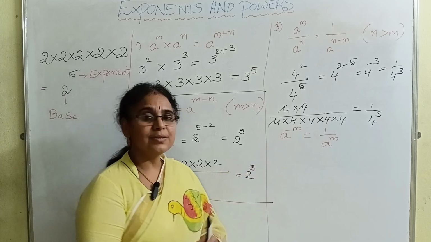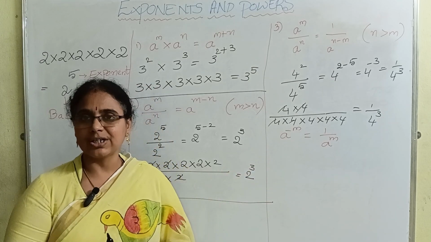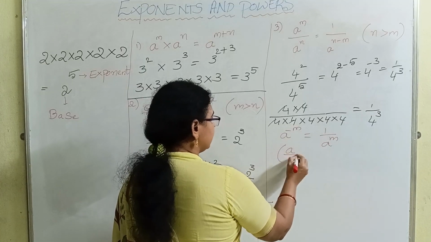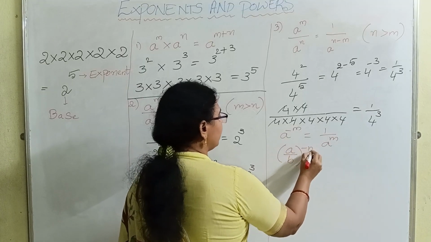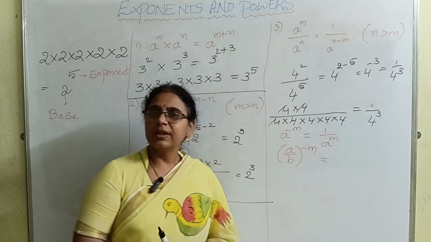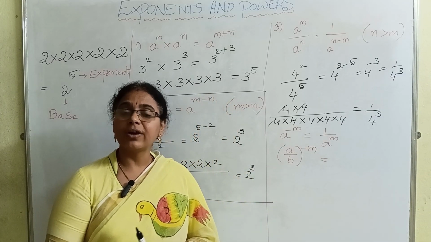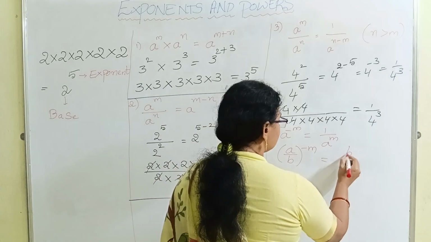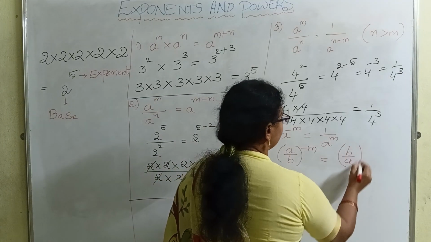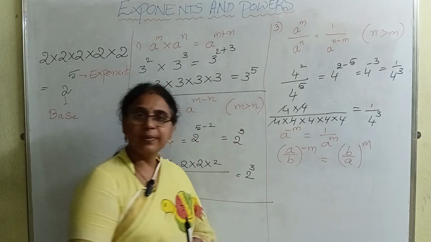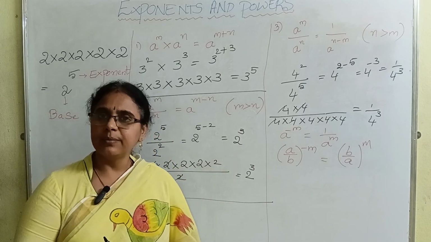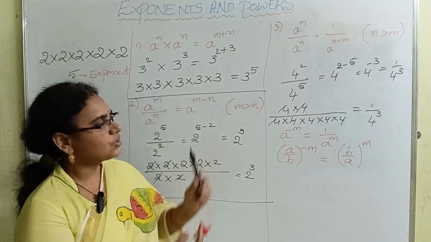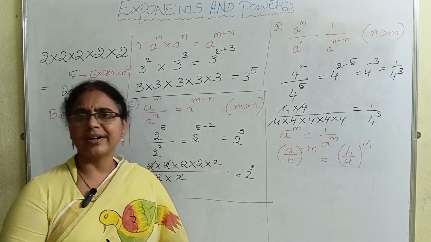Suppose in the base place we have some fraction, maybe a by b. Then you have to write a by b whole power negative m. Whenever you have fractions, write the reciprocal of the base: b by a whole power m. It is also a formula. If you want, you can take some examples and try.